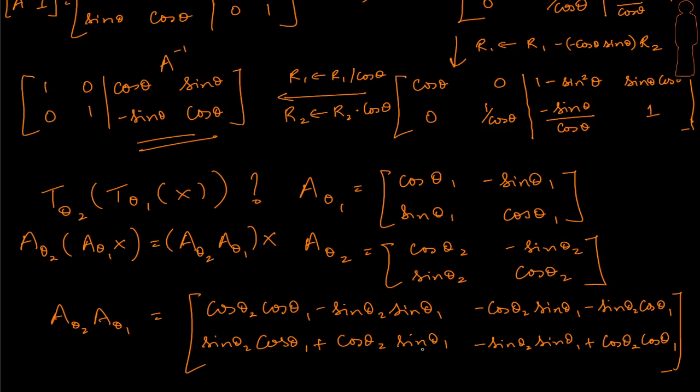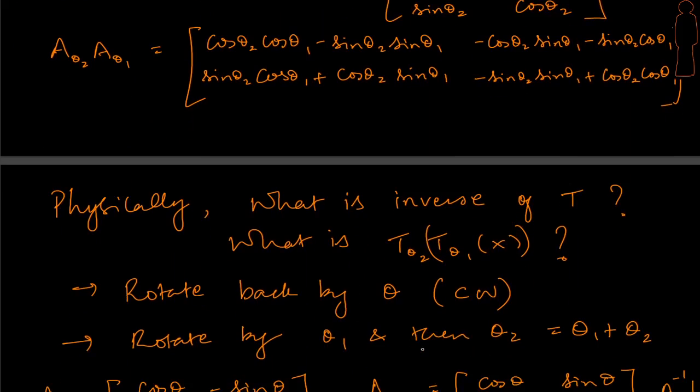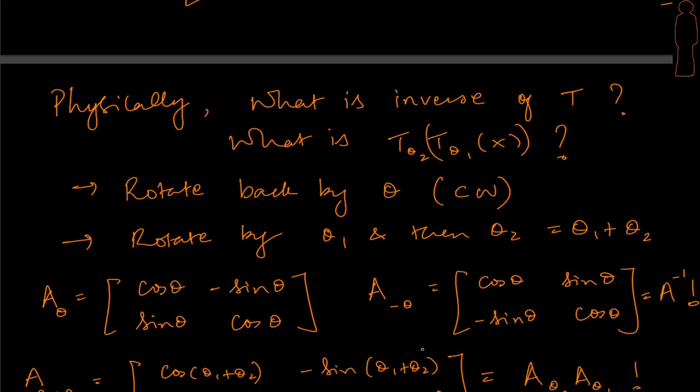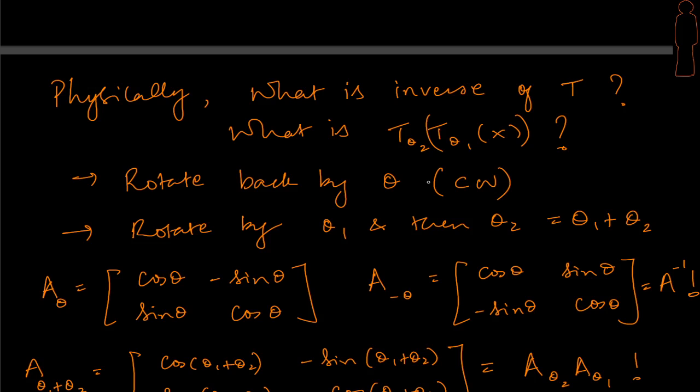So let's take a look at what they give us. This is what we are discussing. Physically, what is the inverse of T and what is the meaning of applying multiple times? One is rotating back by theta, which we said is in the clockwise direction. And what is applying multiple times? It is simple. First we rotate by theta 1, then by theta 2, which in effect means that you have to rotate it by theta 1 plus theta 2.